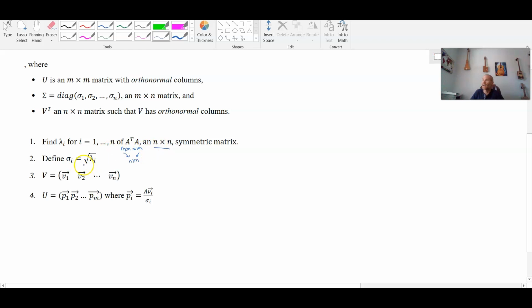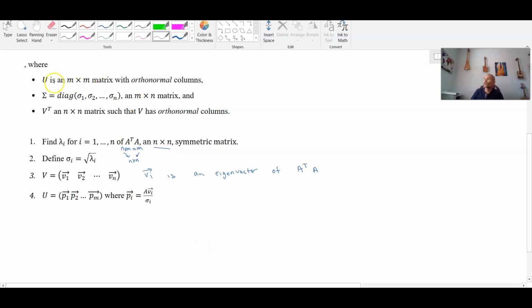We said define the sigma i's to be the square root of the lambda i's for the A transpose A. The capital V matrix consists of the eigenvectors of that A transpose A matrix. So Vi is an eigenvector of A transpose A. And then we said, let's form this bizarre U matrix that is going to consist of these columns that are functions of each of the eigenvectors, A Vi divided by sigma i.